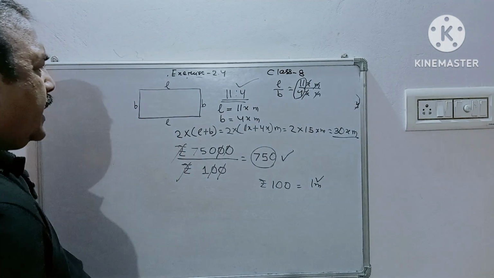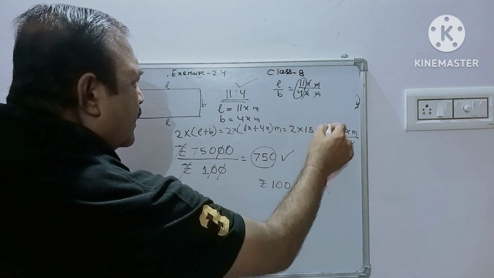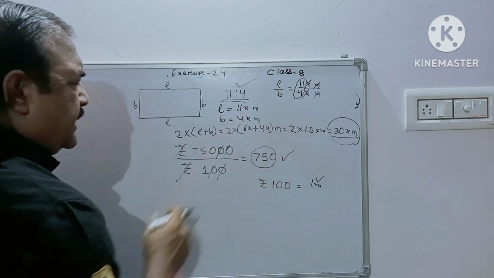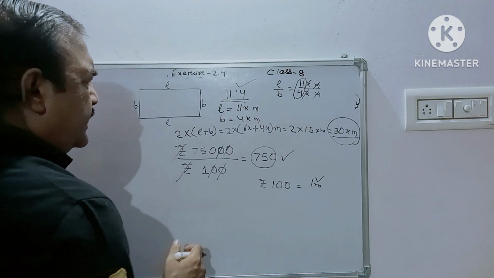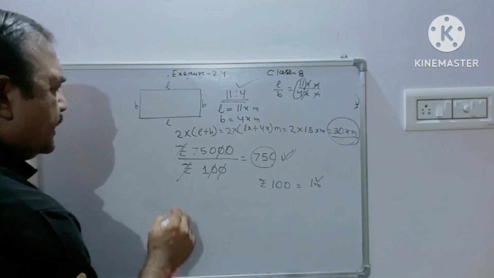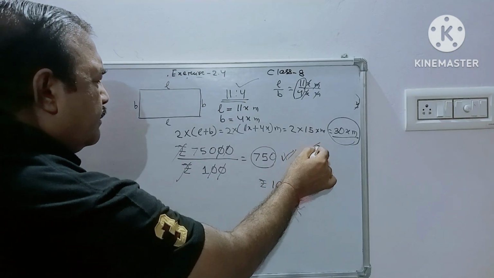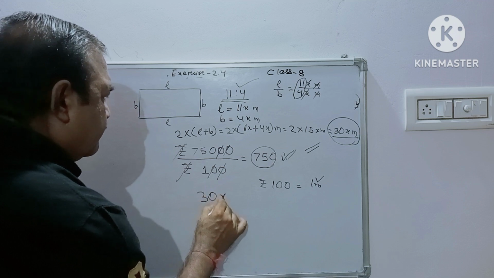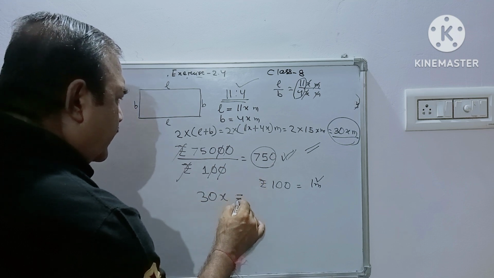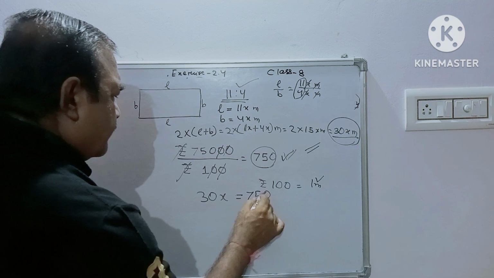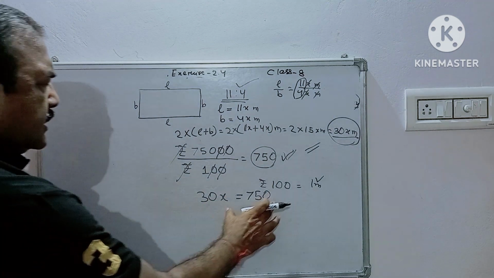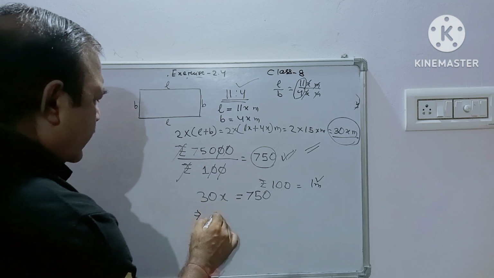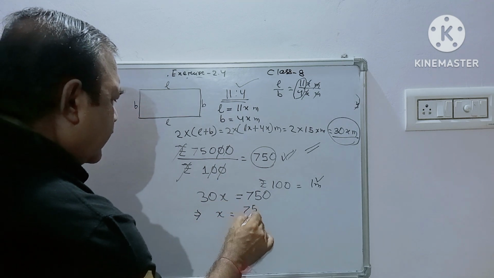And from here, we have derived the 30x meter, which is 750 meter. So we can build an equation here according to the question. 30x meter is equal to 750 meter. From both sides, we cancel the same unit, meter and meter. So that implies x is equal to 750 divided by 30.